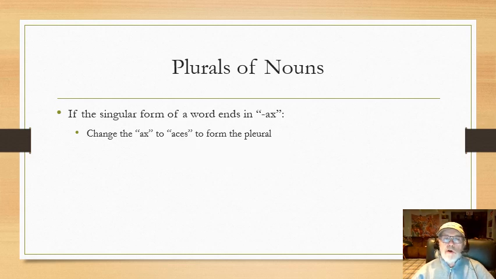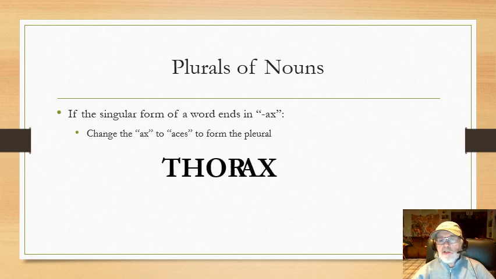If the singular form of a noun ends in an AX, change the AX to ACES. AX gets converted to ACES. Let's look at an example of that. Thorax. Thorax means the chest. So if there were multiple chests, all we do is change the AX to ACES, so thoraces. Thoraces would be multiple chests. So if the noun ends in AX, change the AX to ACES.